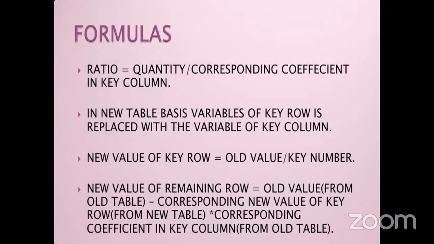To find the remaining rows: new value equals the corresponding old value from the old table minus the corresponding new value of the key row from the new table, multiplied by the corresponding coefficient in the key column from the old table. All these things you may not understand now, but note down these formulas. While doing the numerical part, you can understand it easily. Right?